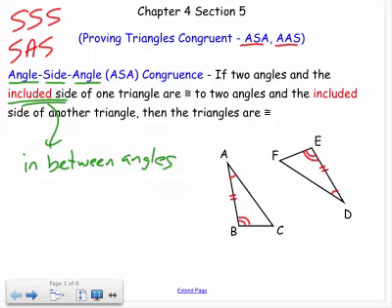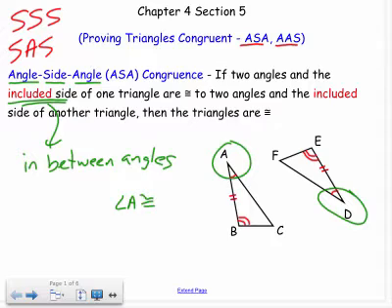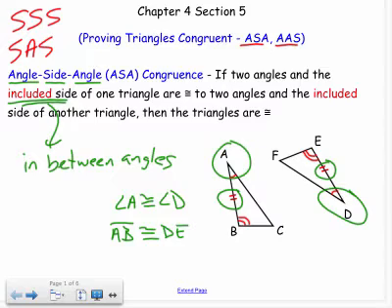So for example, in this case, I have angle A that's congruent to angle D, and then right in between them I have AB and DE, and then comes the other angles that are congruent. Okay, so you see how the sides in between them, that's where the angle, side, angle comes from. So angle B is congruent to angle E.